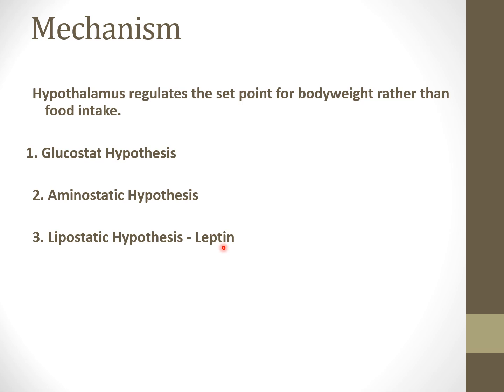Now, this is how the hypothalamus regulates body weight. The hypothalamus has a set point. By coordinating with all other adjacent areas, and by following these few theories, the body weight is maintained.